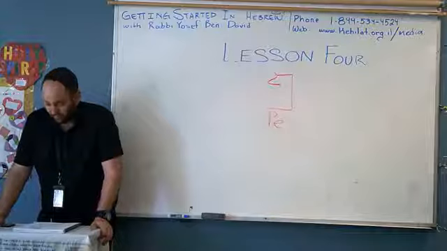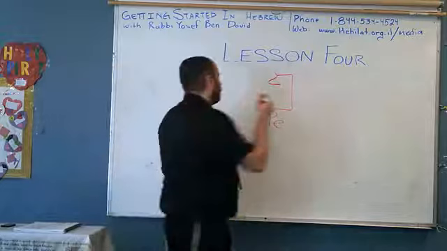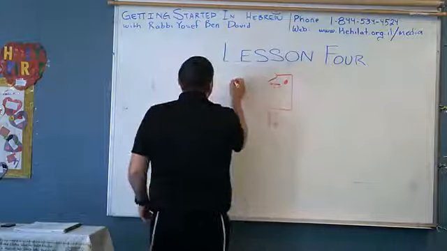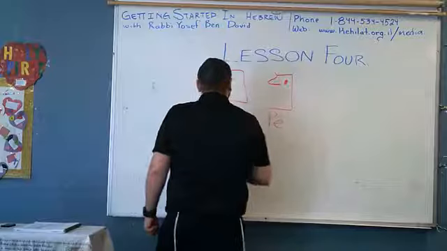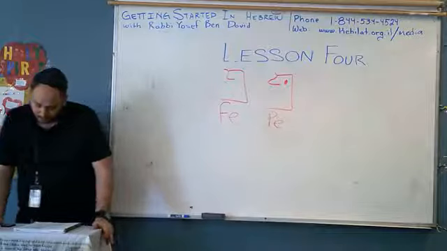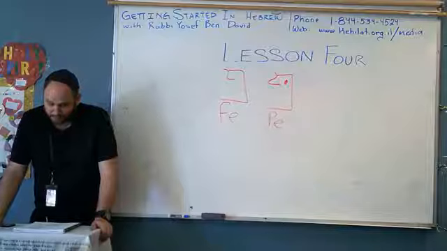So for instance, I'm going to make it very simple. This is the letter Pei, and this is the letter Fei with no dagesh. Alright. Fei makes an F sound. When the dagesh appears, it is called a Pei and makes a P sound.